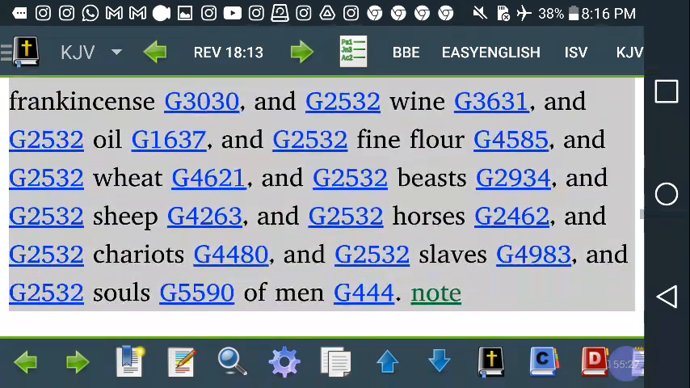Now here in the interpolation, it says, and slaves. Now we know the correct translation. And bodies and souls of men. Now it's interesting that if you look up body and soul, body and soul is like a product line. But see, they cover it up. They cover it up by saying, and slaves and souls of men. Now we know the truth of it.